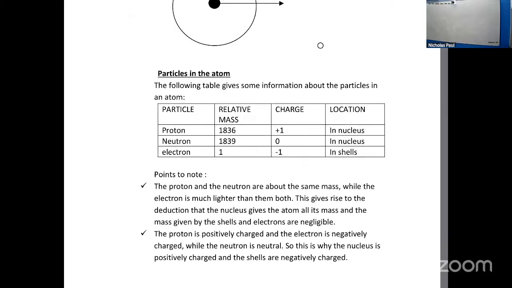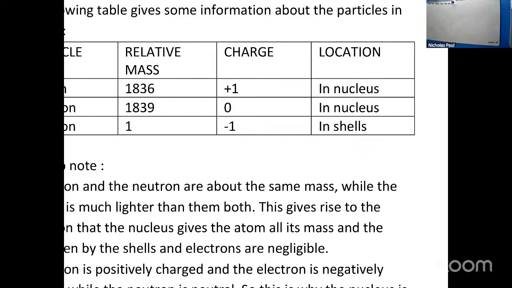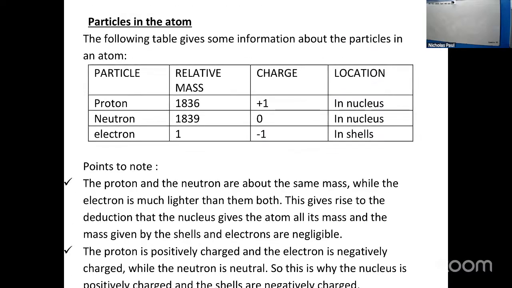Something small to remember here again. The following table gives some information about the particles. They gave you the relative mass. What the relative mass means is that when you compare the masses to each other, it shows you how much bigger the proton and neutron are compared to the electron.